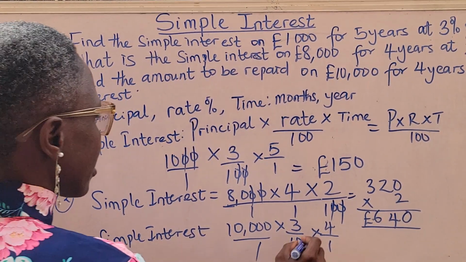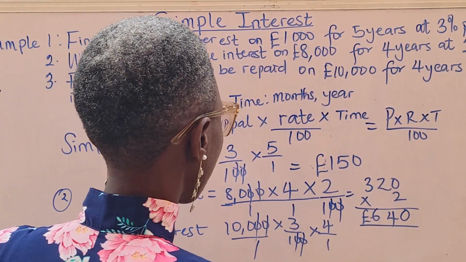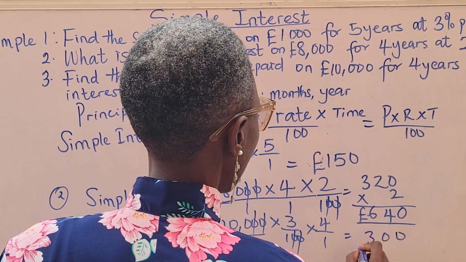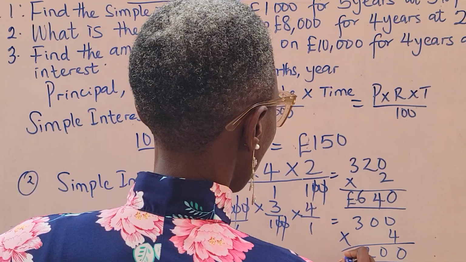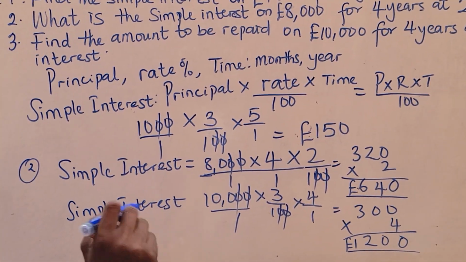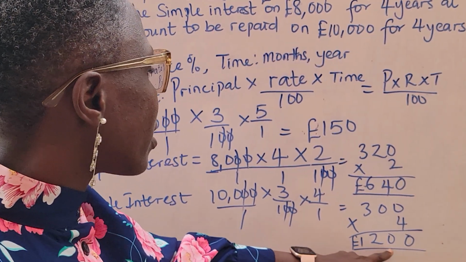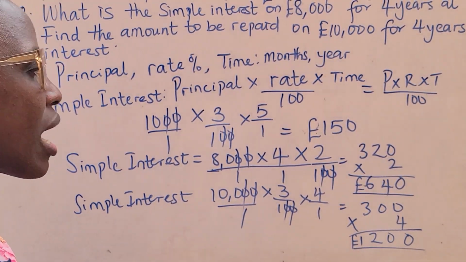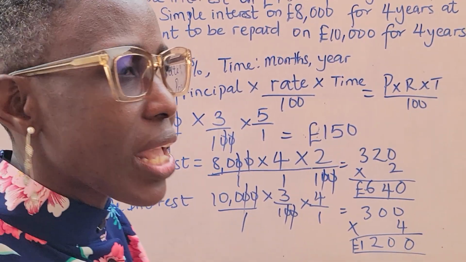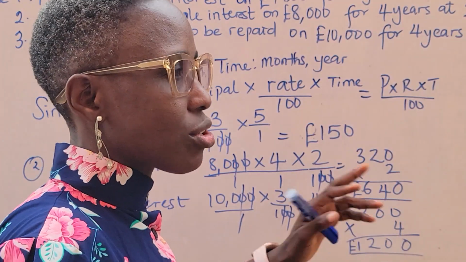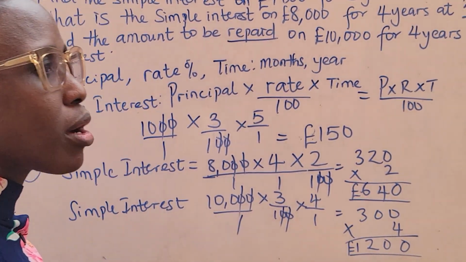So this can still cancel this. This can cancel this. So we have 100 times 3, that's 300 times 4, that's 1,200 pounds. That is the interest. So I was given 10,000 and I'm to pay 1,200 pounds interest. How much will I return to the bank? I'll be returning the principal and I will also be returning the interest. So that is what it means when we are being asked how much is being repaid. How much will I repay?